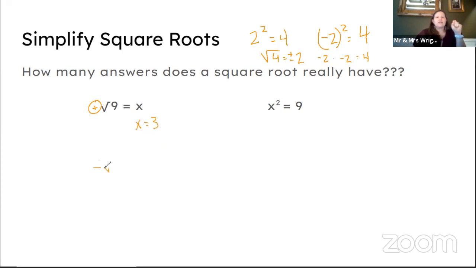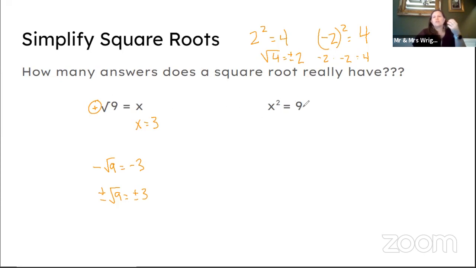Now, if it said negative square root of 9, what would your answer be? It would be x equals negative 3. But if it said plus or minus the square root of 9, guess what they want? They want both answers, so plus or minus 3. Whatever the sign is before the radical is the sign that they want in the answer. That is what is implied when the radical is already written for you.